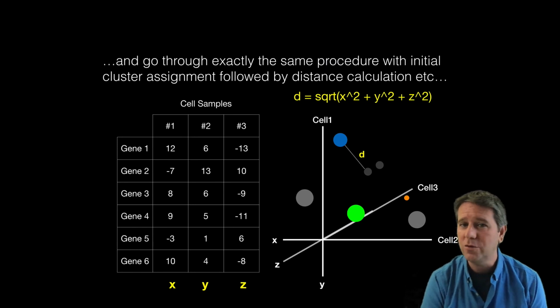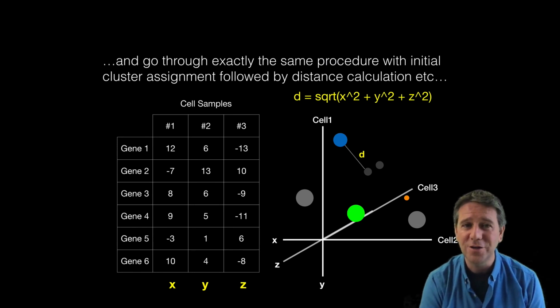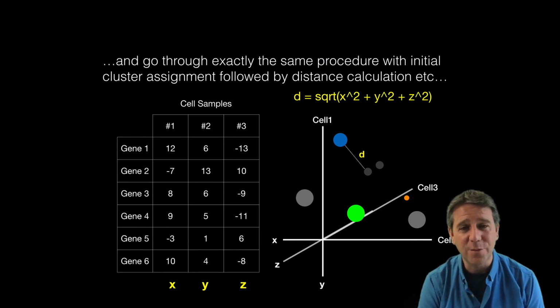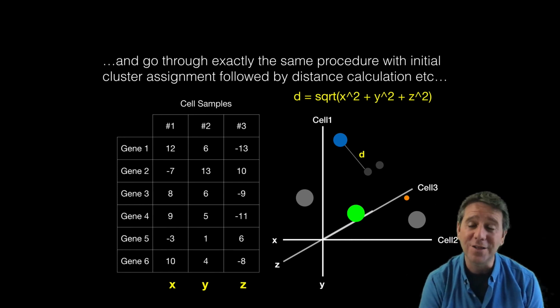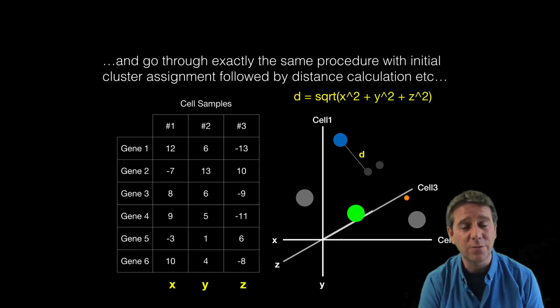And then we'd go through exactly the same procedure with initial cluster assignment at random, followed by distance calculations, updating the cluster representative, and continuing iterating. And we're going to use the same kind of distance, the same Euclidean distance, but in this case in 3 dimensions, where we have that Z as well as the X and Y squared there to sum up.